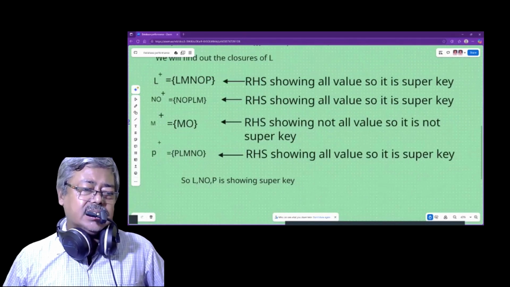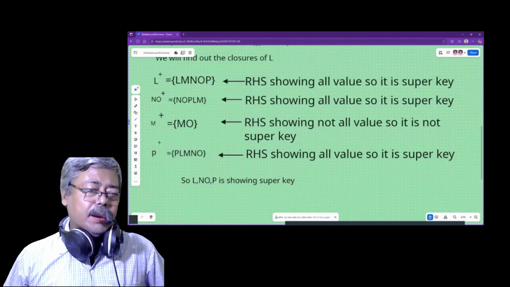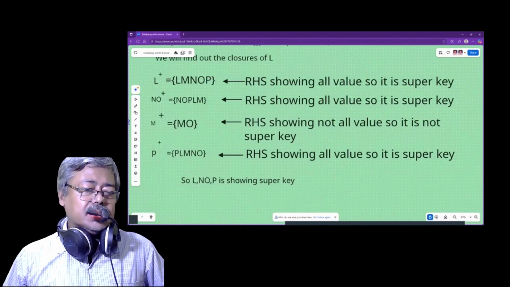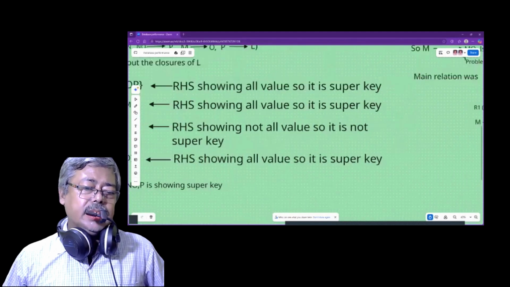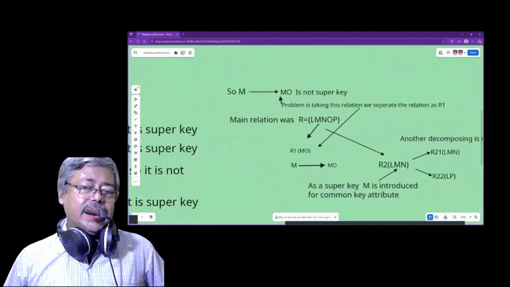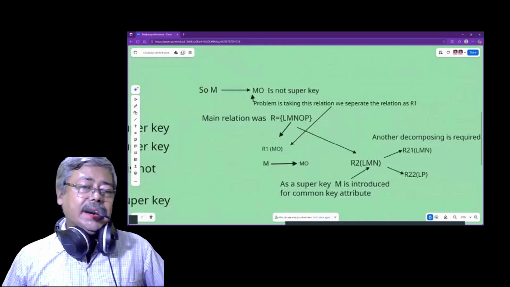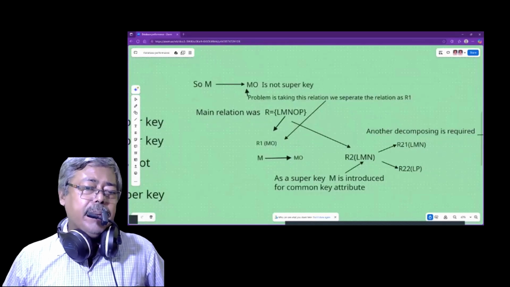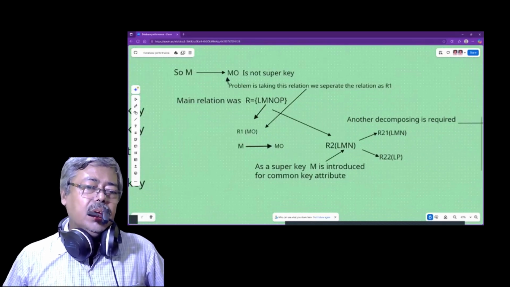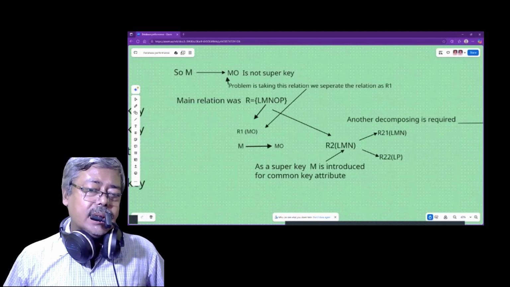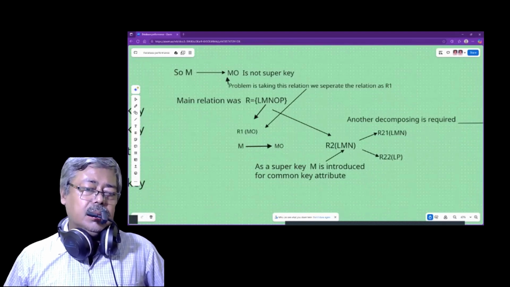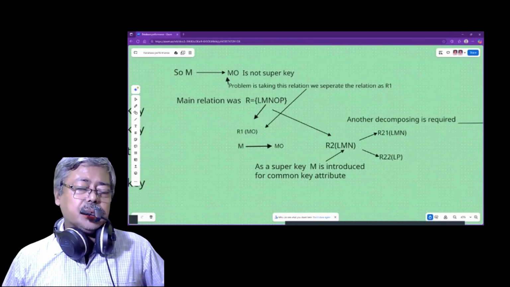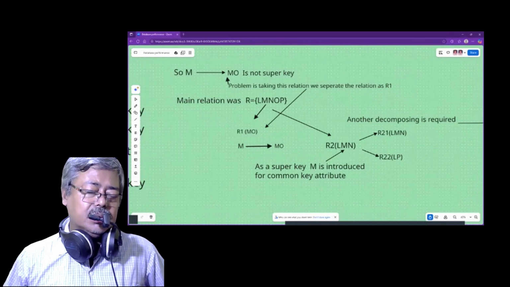So we have to take the relation that is not showing the super key. L, NO, P are showing the super key, and I have already taken the relation M, MO. M identifies MO. The main relation was R(LMNOP), and after decomposing I am getting two other relations, R1 and R2. R1 shows MO, containing the attributes M and O, and R2 shows the attributes L, M, N, P.